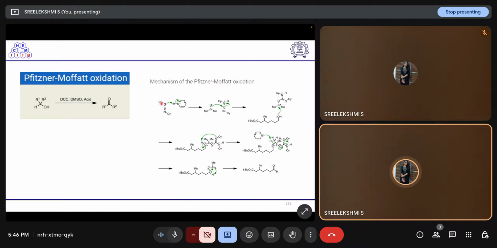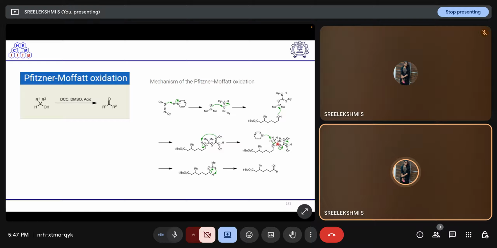DCC will get protonated, in the presence of acid or whichever source we are using. Then DMSO, this oxygen lone pair, will attack this carbon. This bond will shift over this nitrogen to form this intermediate. Then our corresponding alcohol lone pair can attack at the sulfur position and form this intermediate. Then base will take this proton.